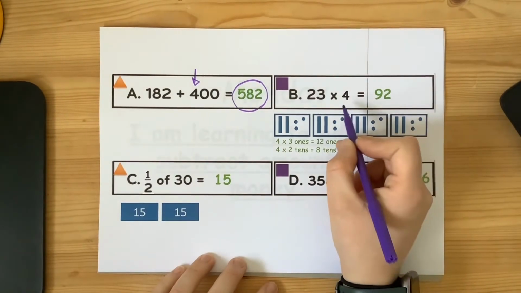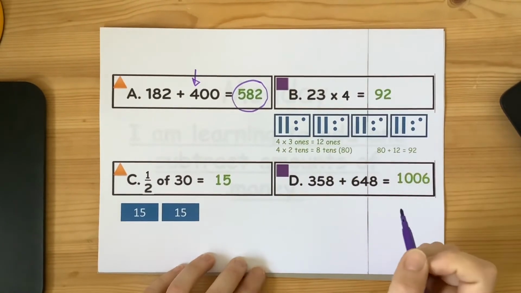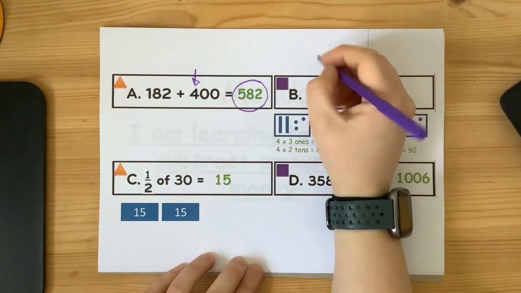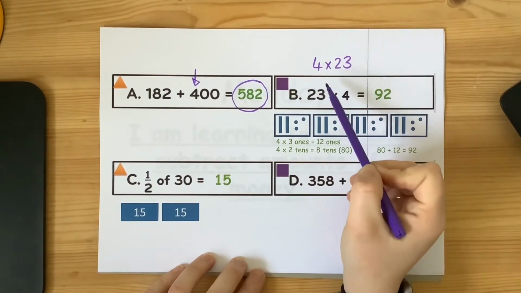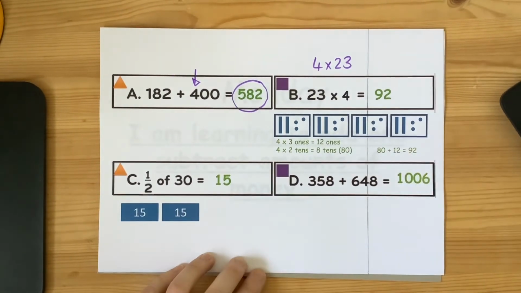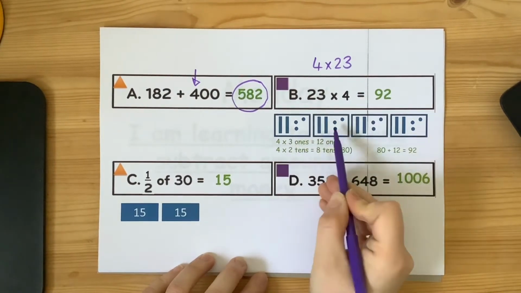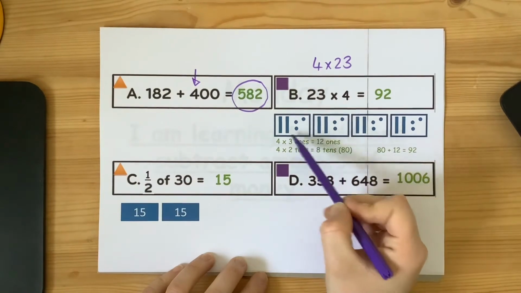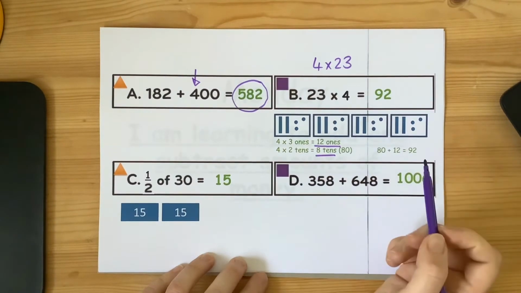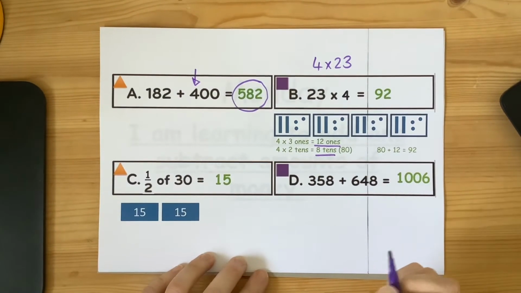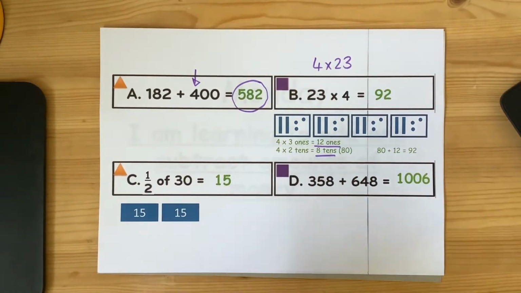Now B, I don't expect you to know your 23 times table, so we can use a bar or a representation to help us. I've turned this round into 4 times 23 because I find it easier to draw 4 groups of 23 than 23 groups of 4. Either way, I'd get the same answer. So here I've represented 2 tens and 3 ones to make 23, and I've done that 4 times. If I count my ones, I know that I've got 12 ones. Then if I count my tens, I've got 8 tens in total. Now 8 tens is also 80. So then if I do 80 add 12, I get 92. So the answer is 92.